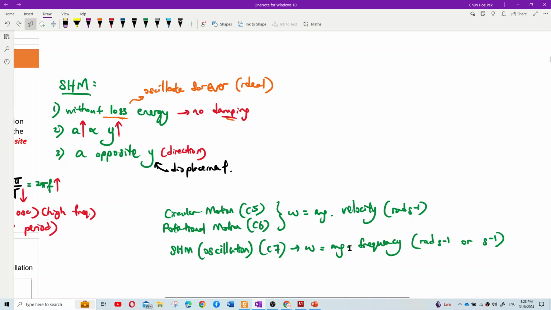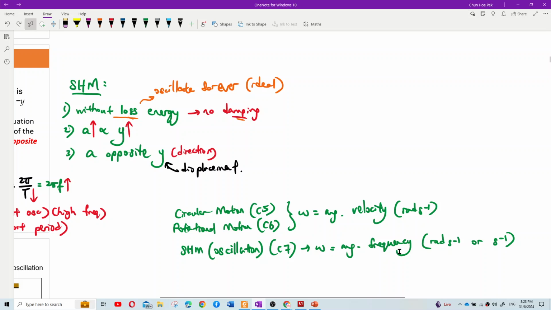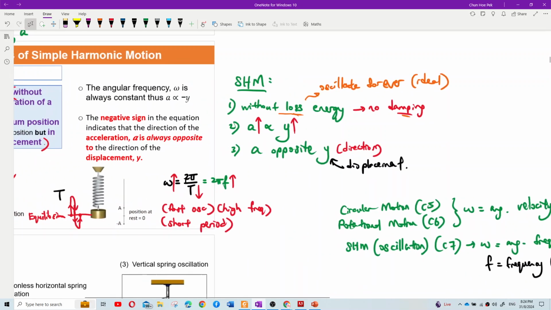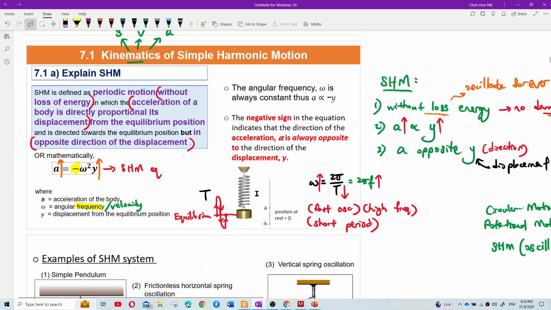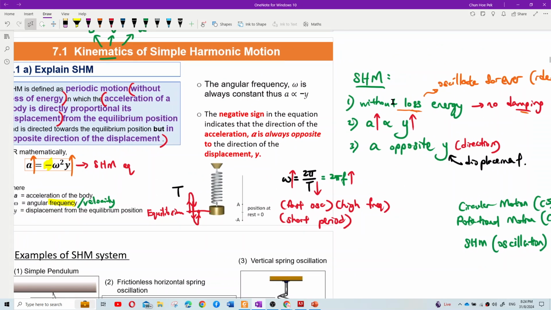So it has a new name called angular frequency. Omega. But it's not frequency. It's angular frequency. If frequency is just frequency, it is per second also, or hertz. But omega is angular frequency. F is frequency. Okay, they are different. Omega is 2 pi f. Okay, good. Continue.